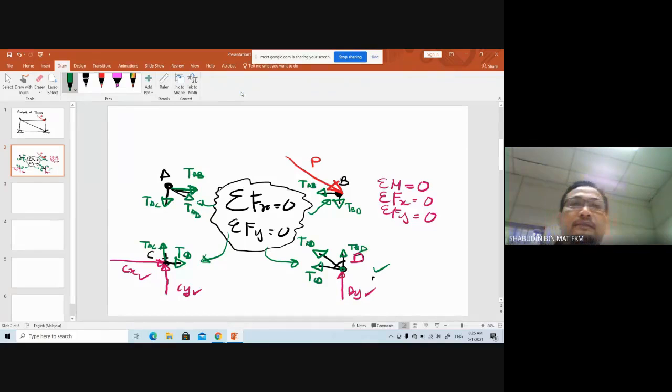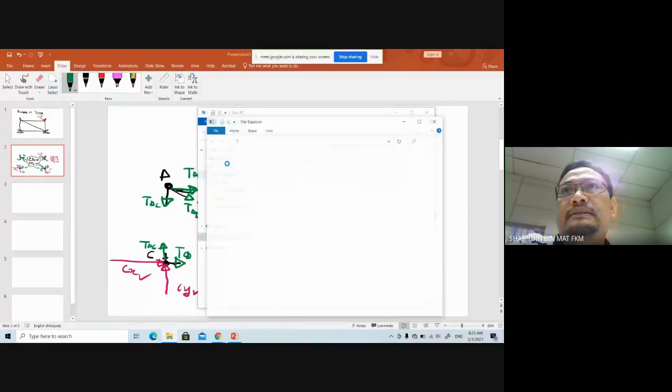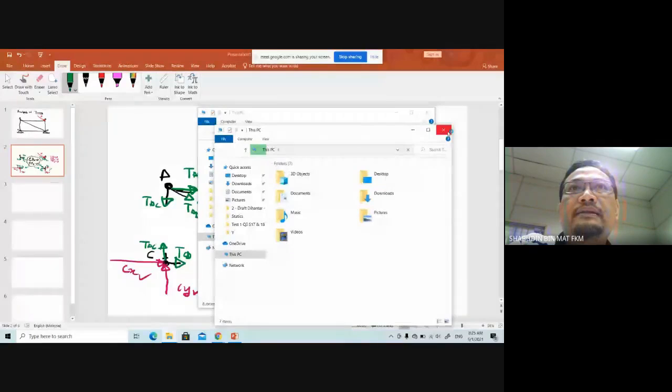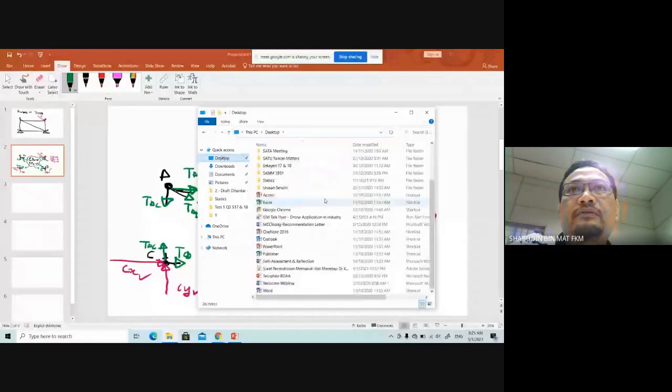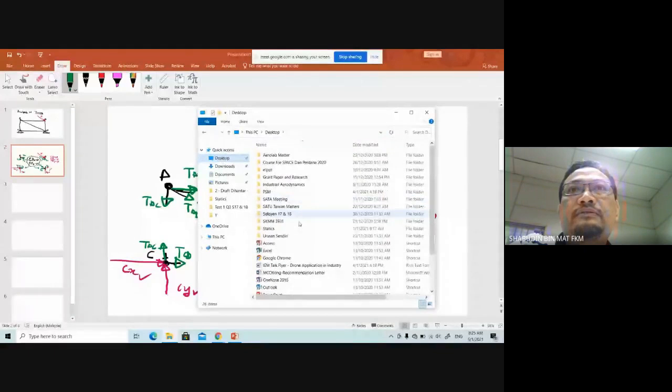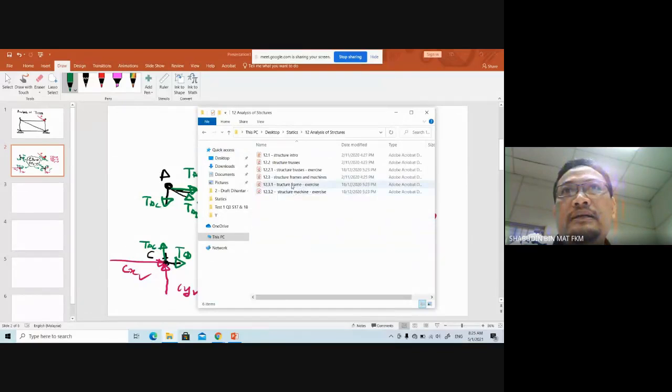Okay. Give me 1 minute to share with you some special structures in the trusses. I remind it again: on the desktop, go to statics, go to analysis of structures, go to trusses.